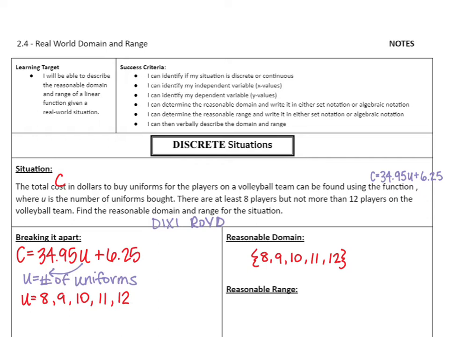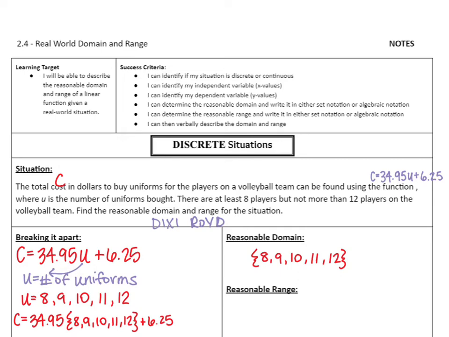Okay, well, let's look at what then my range could possibly be. Since I know the possibilities for my U, I can go ahead and plug that into the function given, to see what my possible values for C, or the total cost, are. If I were to rewrite my equation, instead of plugging in U, I'm going to put brackets to show which U values I'm putting in: 8, 9, 10, 11, or 12. So to find my range, all I have to do is plug in the possible U values into my equation and then simplify them, or evaluate the function.